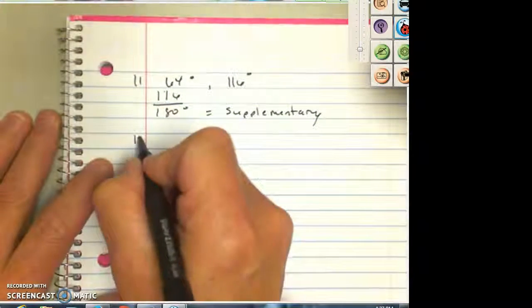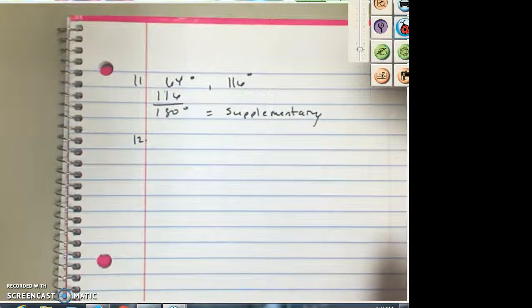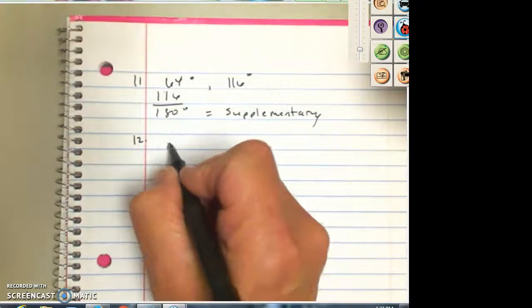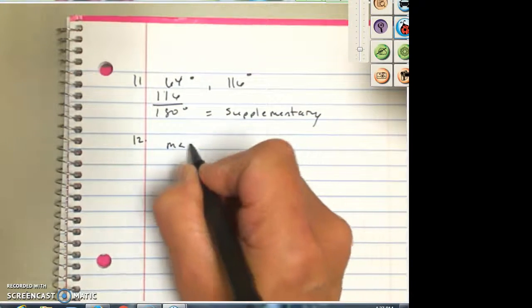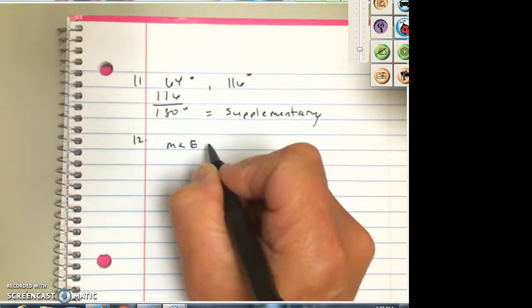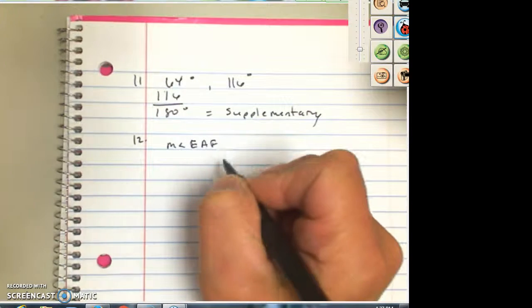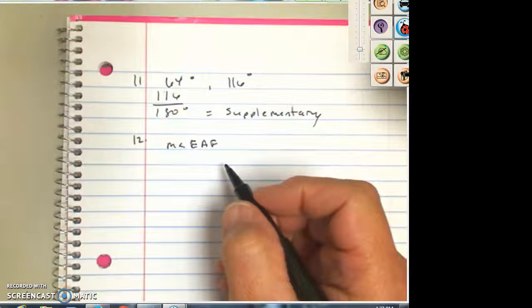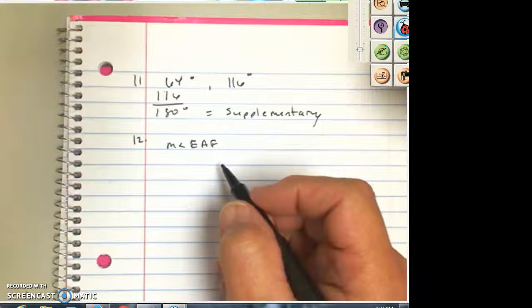Now, number 12, we're going to use the diagram, the drawing, from numbers 5 through 7, so go on top of the page, and we want to find the measurement of angle EAF. If you take a look at EAF in our book, we have E, A, and F.